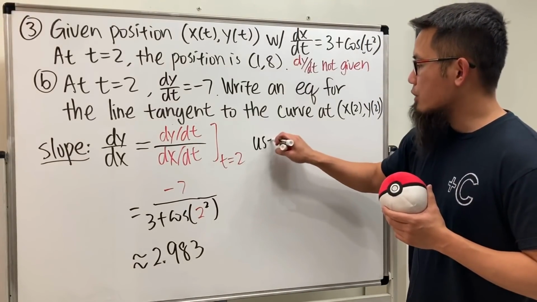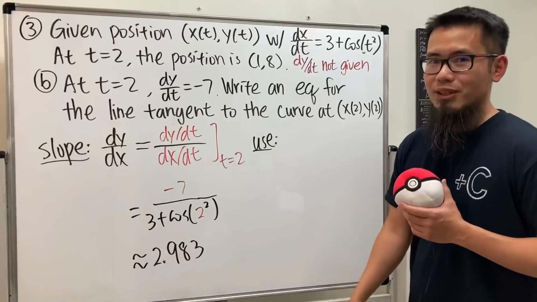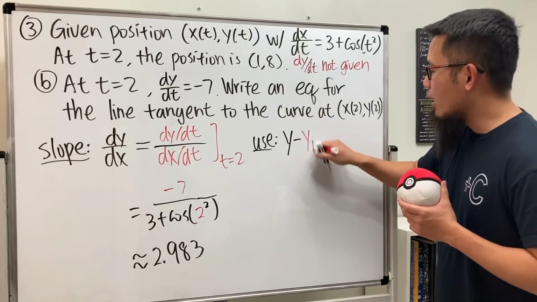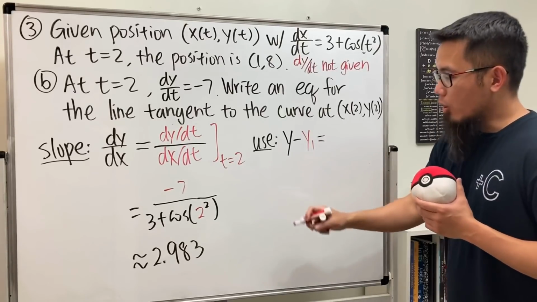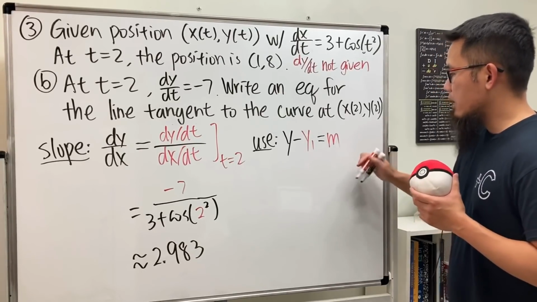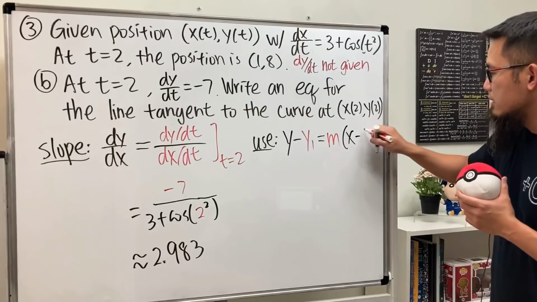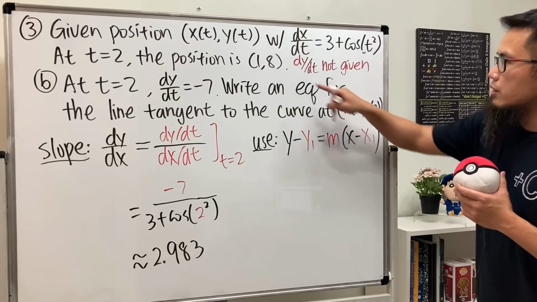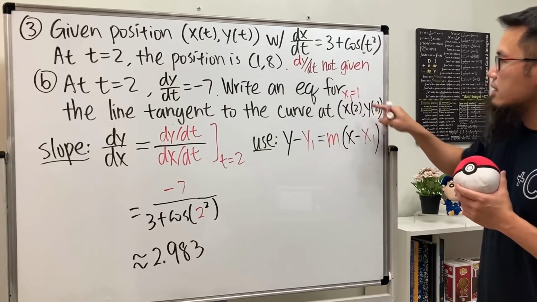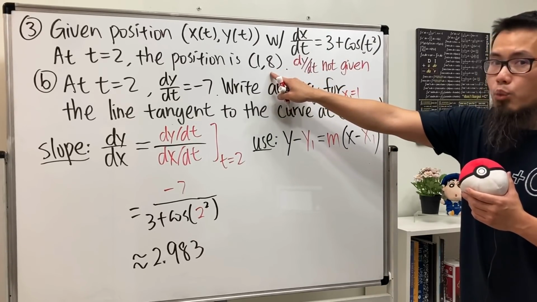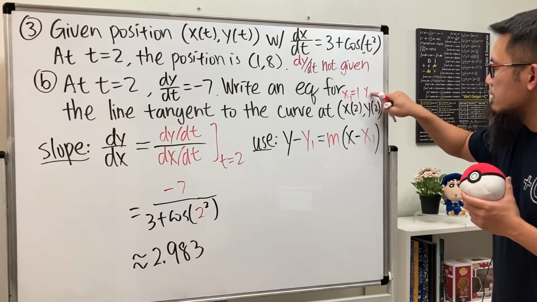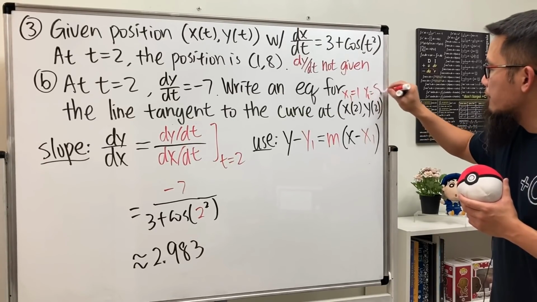Well, let's go ahead and use the point-slope form. I think that's my favorite one. Namely y minus y1 is equal to the slope, and I'm just going to write down m, and then we have x minus x1. So of course this is going to be the x1, which is just equal to 1. And this is going to be the y1, which is 8, because this is the point that was given.